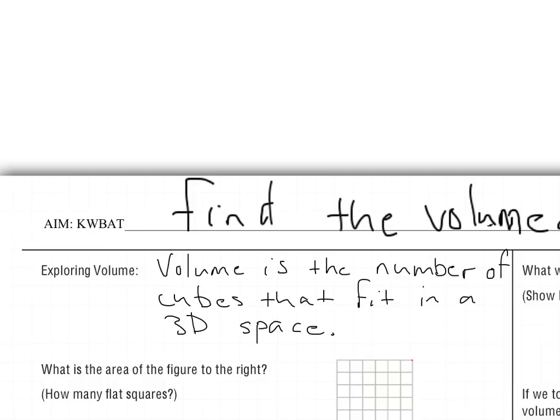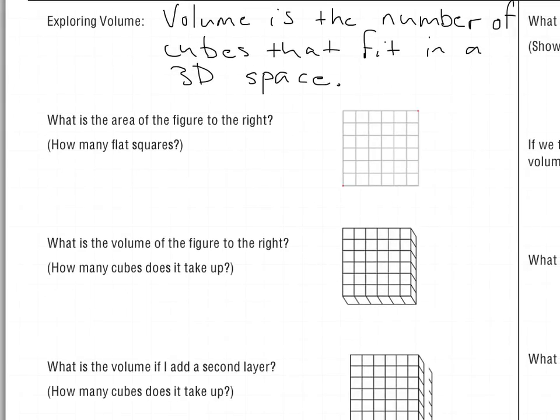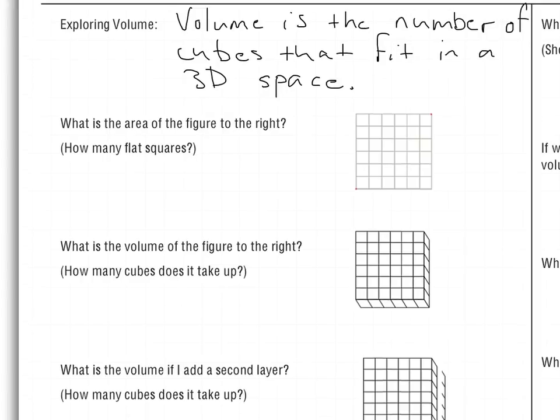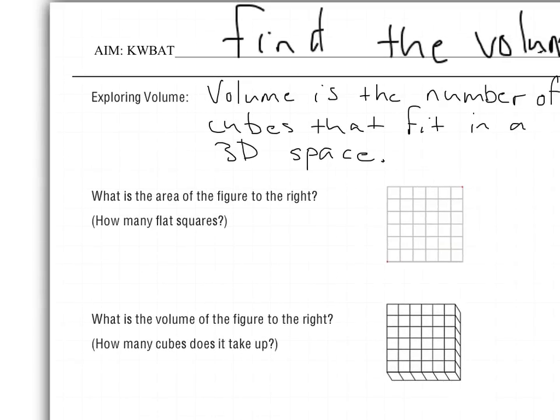All right. So what is the area of the figure to the right? How many flat squares? We're not talking about volume quite yet here. What is the area of this particular shape? You and your team should recognize that this is a rectangle, so the area is base times height, or 6 times 6, which is 36.